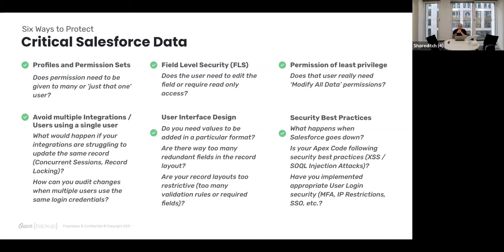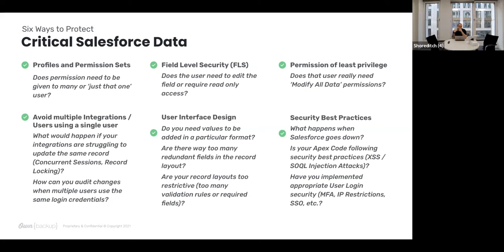Avoiding multiple integrations with users, or even users with a single user. Now, this is quite a common one I have seen, where people might use, say, one user account and it has their integration for DocuSign on it. It has their integration for OwnBackup on it. It has their integration for X, Y, or Z, whatever application you have. That can also cause loss potentially, or even misalignment. So in itself it will give you corruption.